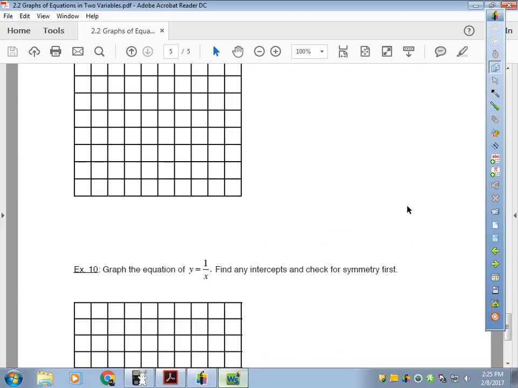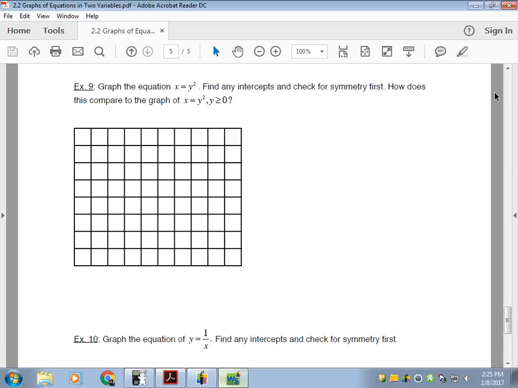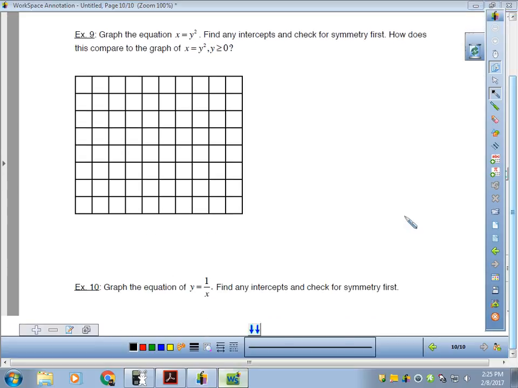Alright, we got 2 more examples, right? Yep, 2 more. Same kind of thing here with example 9. Draw in my axis lines first. So it asks us to graph the equation for x equals y squared. It asks us to find its intercepts and check for symmetry first.